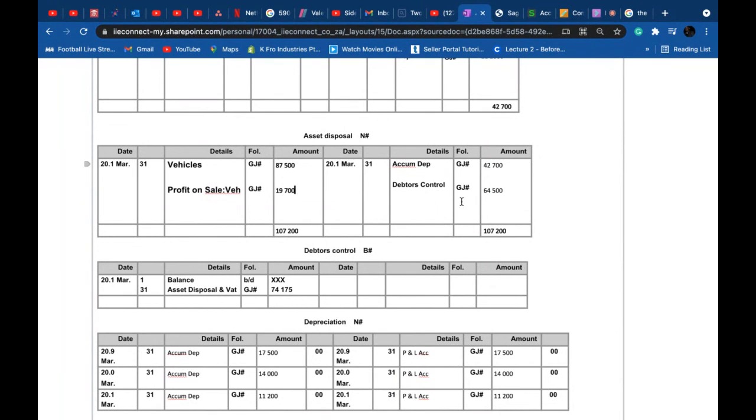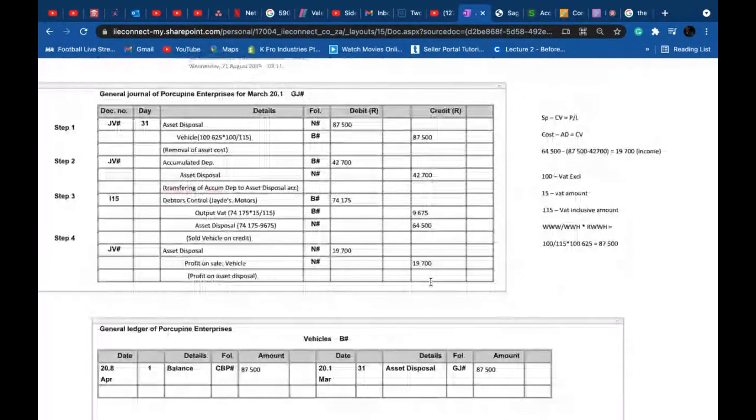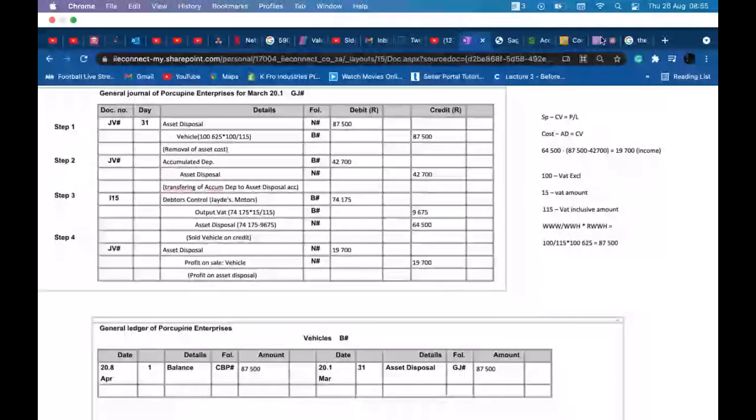Last thing I'm going to mention: if you add these two together, and you add the debit side, you end up at 107,200. If you add the credit side, you end up at 107,200. Can you see that? So this is a quick check to see, did I do things right? If your credit does not equal your debit on your asset disposal, then you know something may have gone wrong. But again, it's not the end of the world, because your marks are in all these little steps here, getting your folio right and so forth, debiting and crediting in the right places.